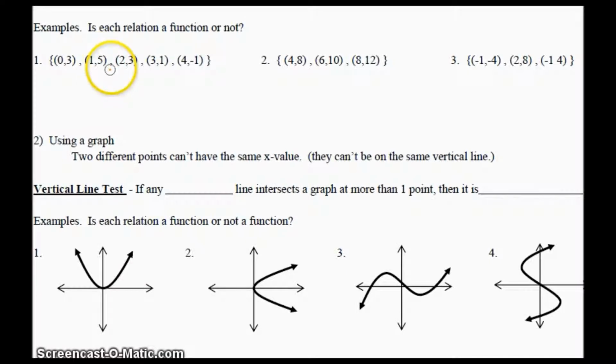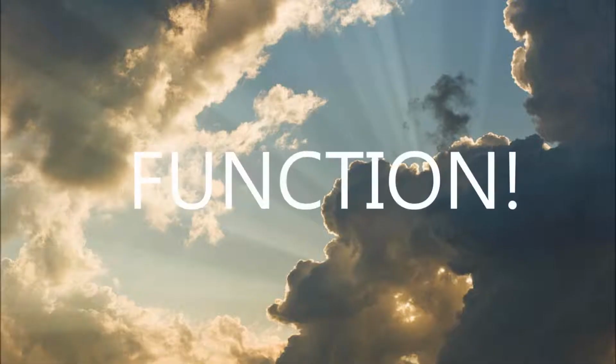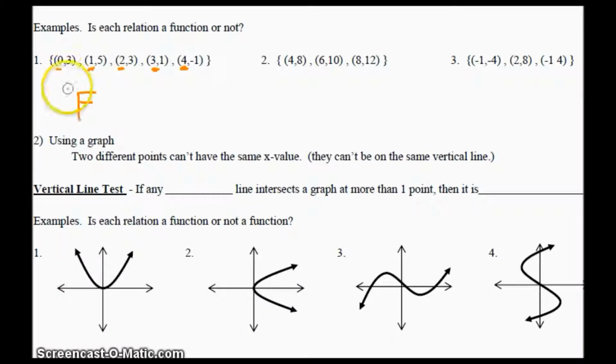So here's our first set of data. We have 0, 3, 1, 5, 2, 3, 3, 1, 4, -1. Really what I'm considering first, this is the first thing you look for, are x's. 0, 1, 2, 3, 4. Do any of those repeat? No. Since we do not have repeating x values, we will not have a non-function. So in this case, this will be a function.